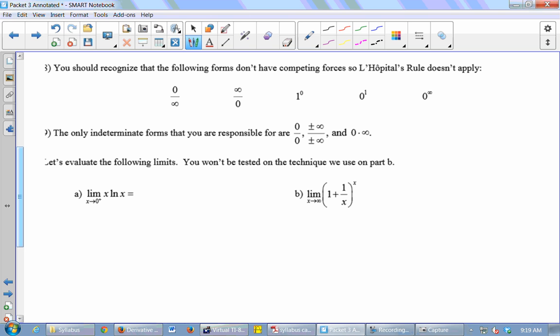0 over infinity, right? If your numerator is going to 0, that makes your fraction go to 0. And if your denominator is going to infinity, that also makes your fraction go to 0. So there's no competition there. They're working together to make the fraction go to 0.